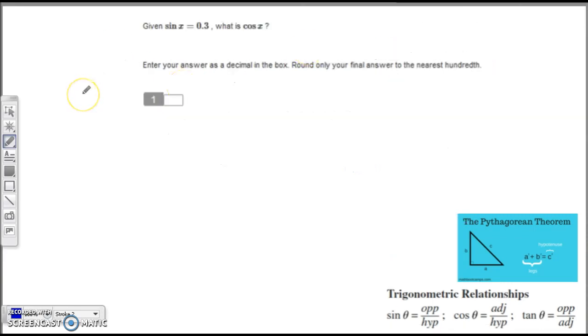So for the next one, given the sine of x equals 0.3, what is the cosine of x? Okay, so this one's a little bit trickier, but again, I'm going to try to draw my right triangle. I'm going to label this side x. The sine is 0.3. Another way of saying 0.3 is 3/10. So for me, I like my sines and cosines to be fractions instead of decimals. So I'm going to turn this back into a fraction. I know 0.3 is the same as a fraction 3/10.